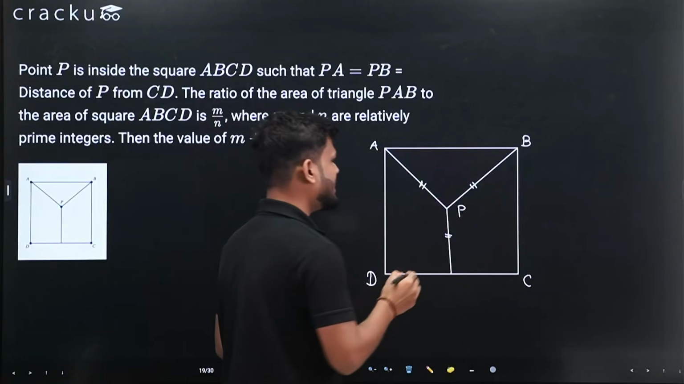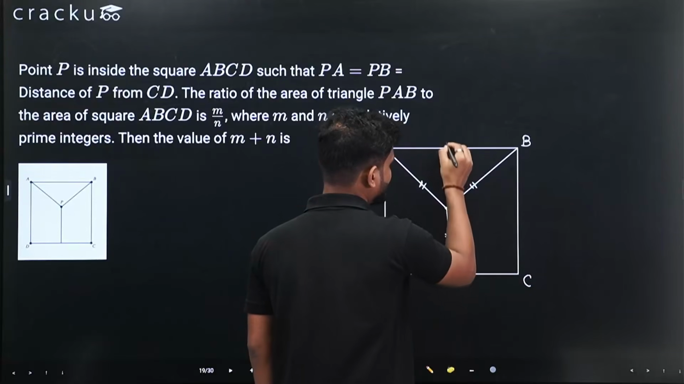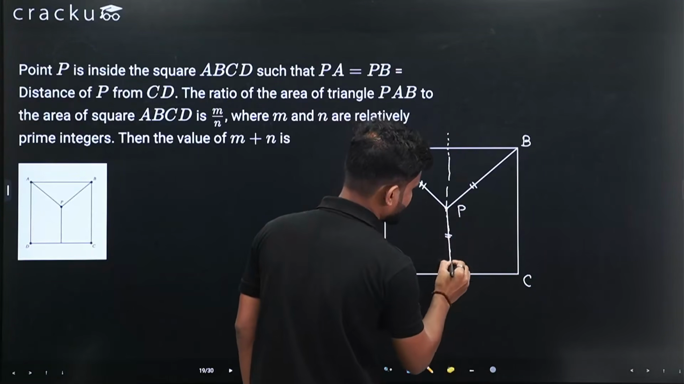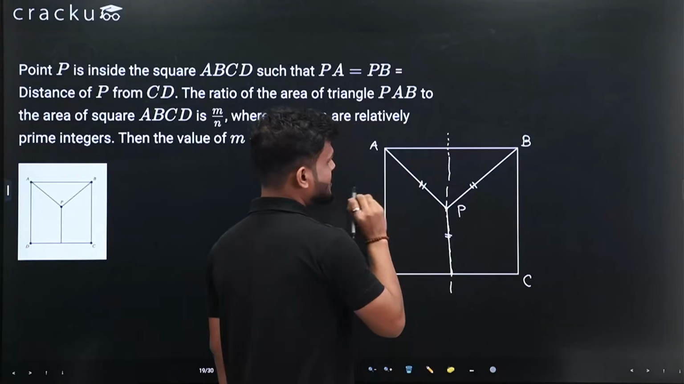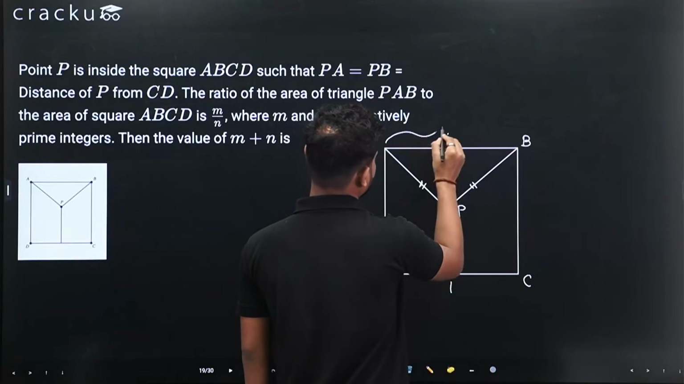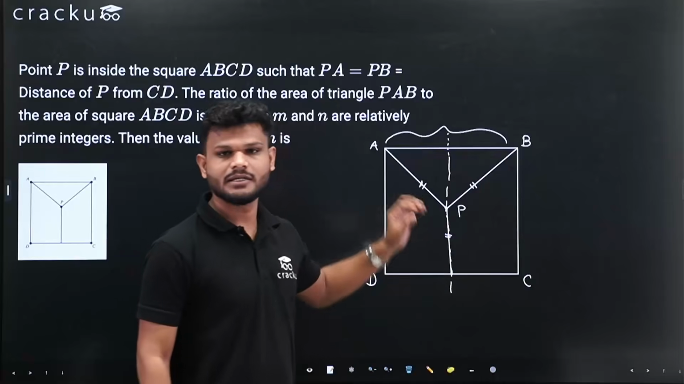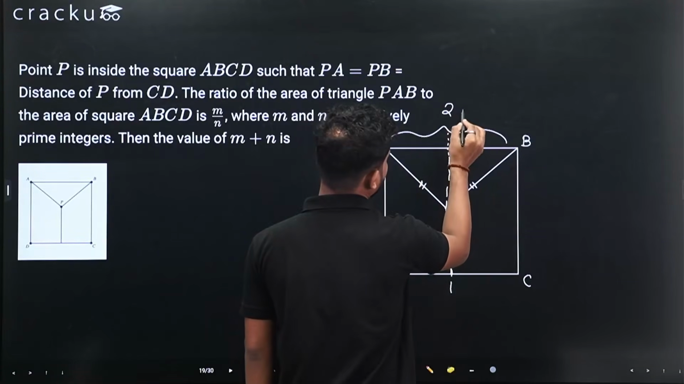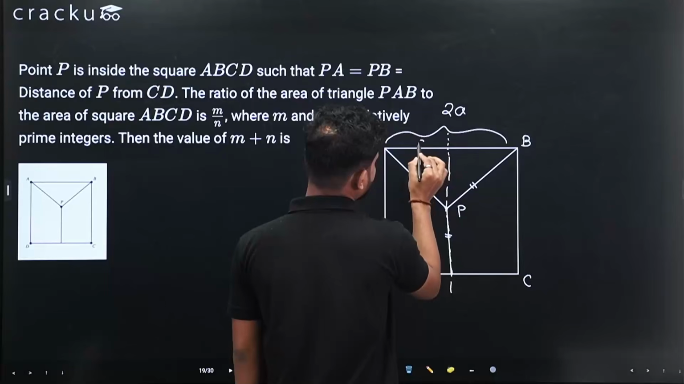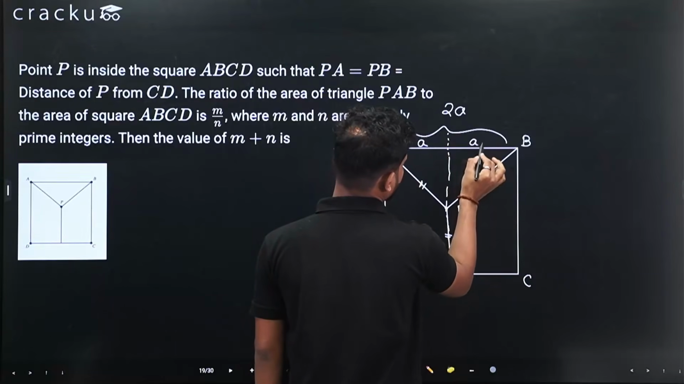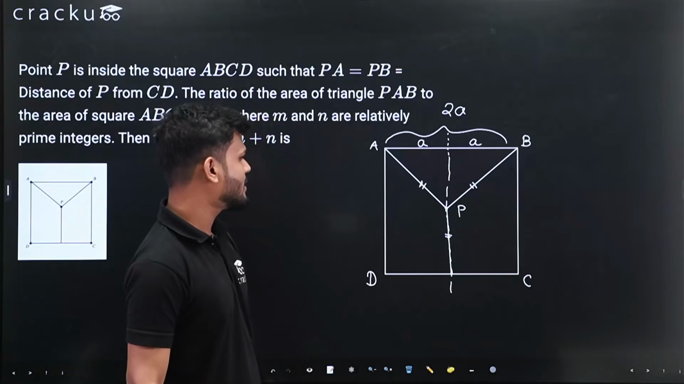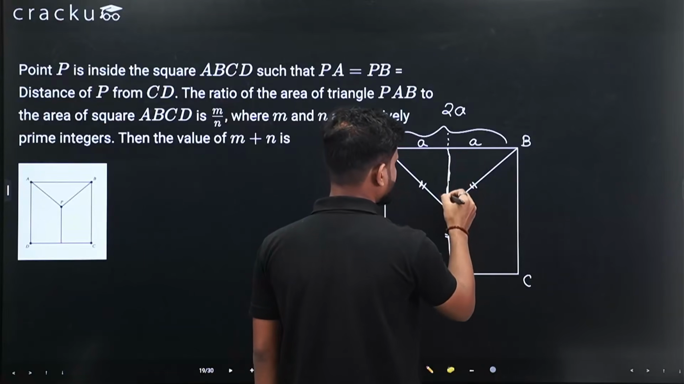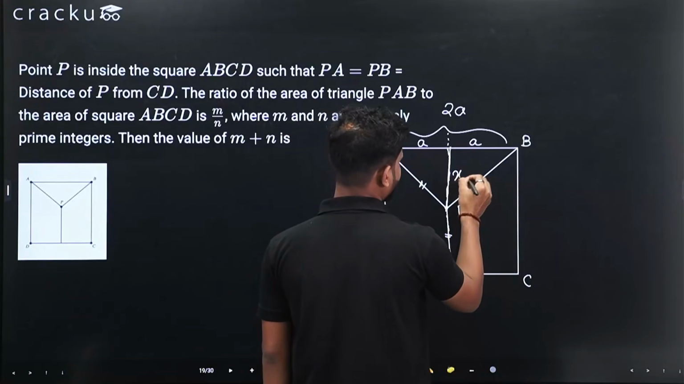It happens only when this P lies on the middle line of the square. This is the middle line of the square. So let us say this side of square is 2a. If this is 2a, this is a and this is also a. Now let us say this distance is nothing but x.